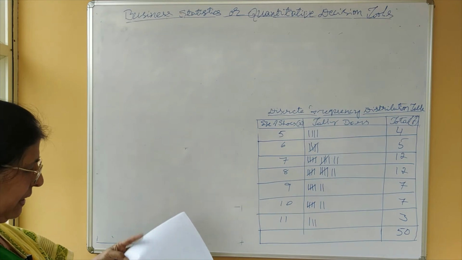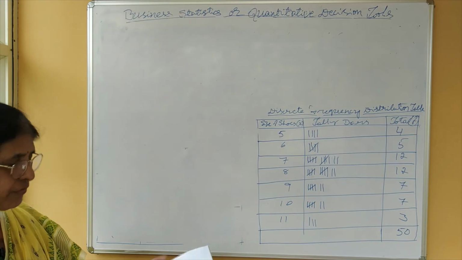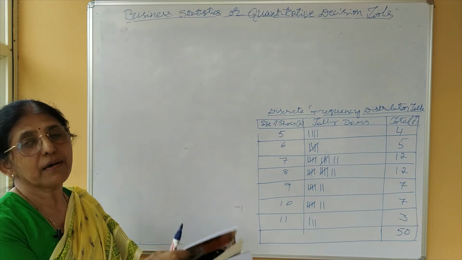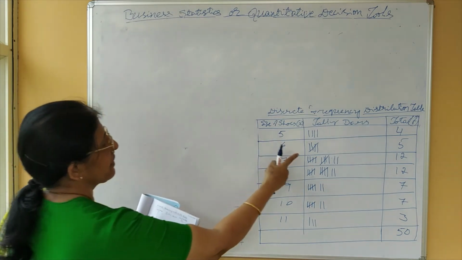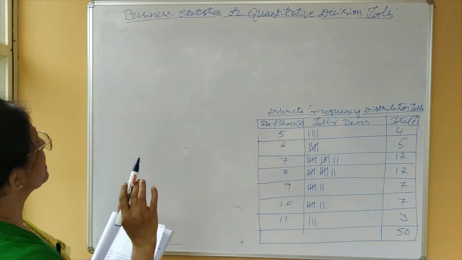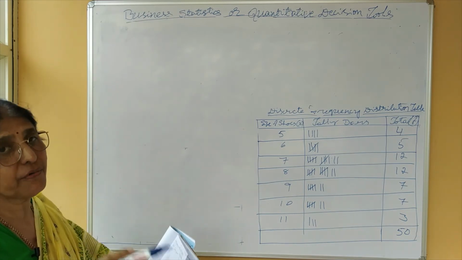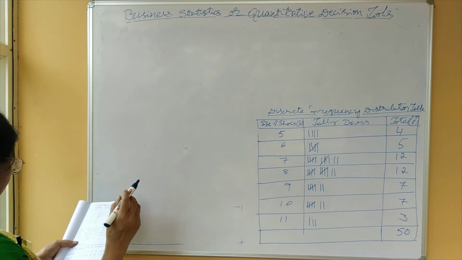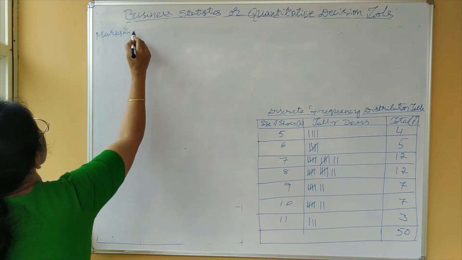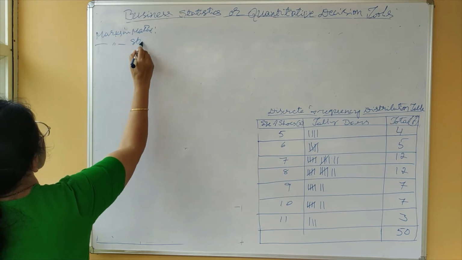If you take the problem of 2 variables, then we have to put the tally bar corresponding to each pair of values. Here we have put a tally bar corresponding to each value of the variable, but under bivariate frequency distribution we have to put 1 tally bar for each pair of values. Here take the problem like marks in mathematics and marks in statistics.